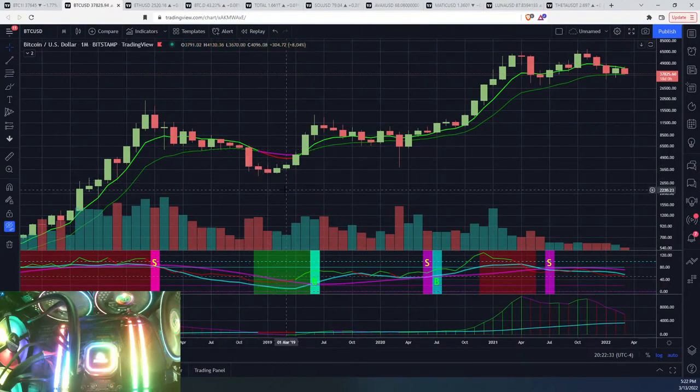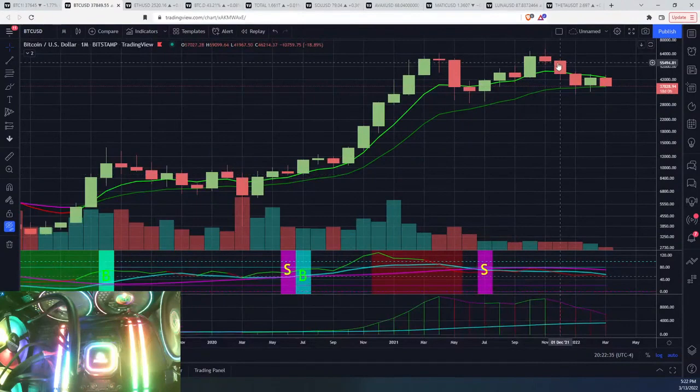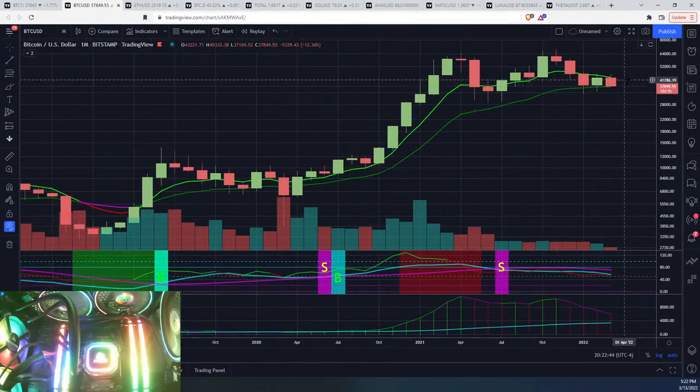Just remember, that's exactly what happened. So now let's look at what's happening right now. Well, we broke down to the 21. We can't get back above the 8. And now we're consolidating in a tightening range. Okay? So if this holds, what's the next probable scenario?